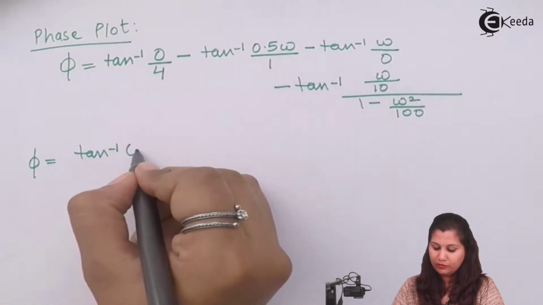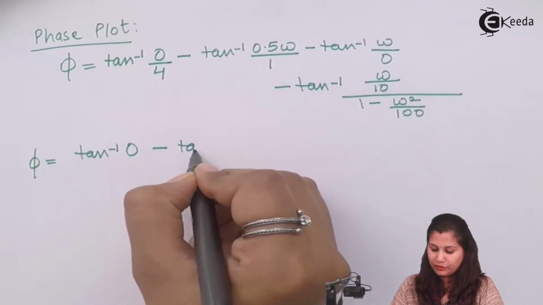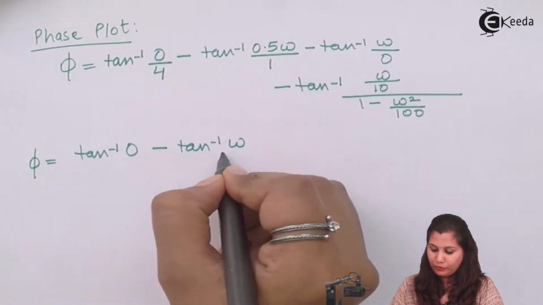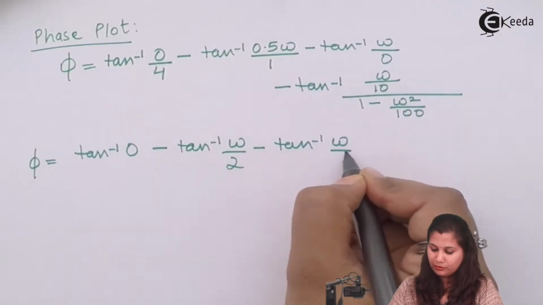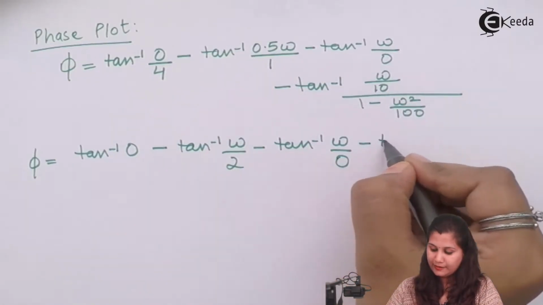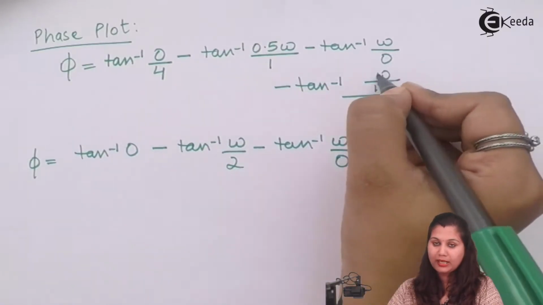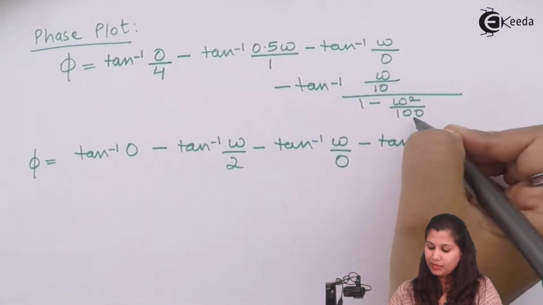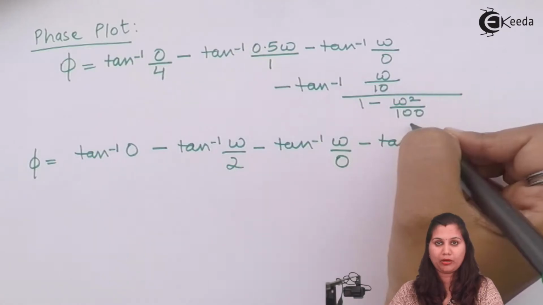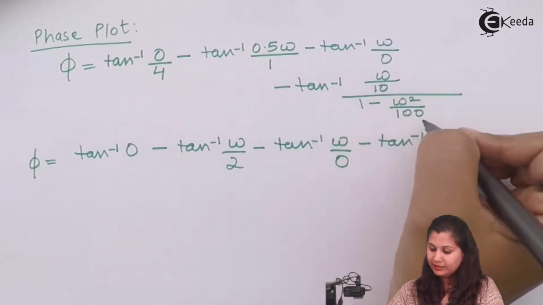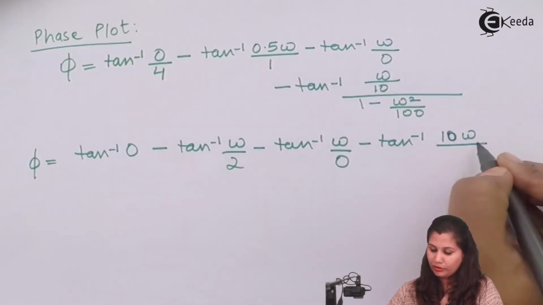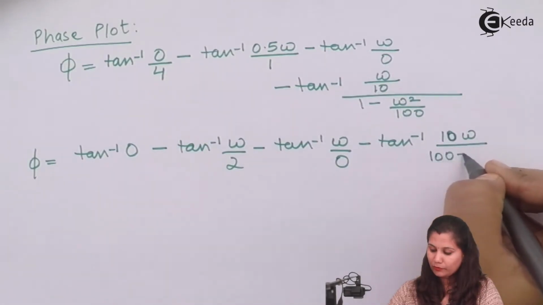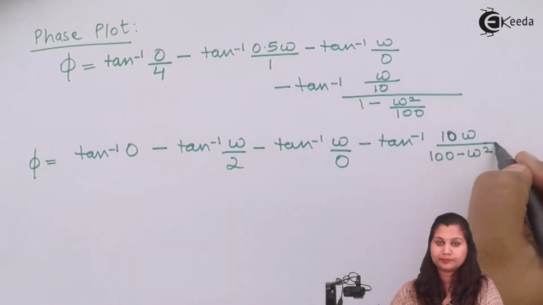So this will be 0 minus tan inverse of omega upon 2 minus tan inverse of omega upon 0 minus tan inverse of, this is omega by 10 and this will become 100 minus omega square upon 100. So we can cancel it and it will become 10 omega upon 100 minus omega square.